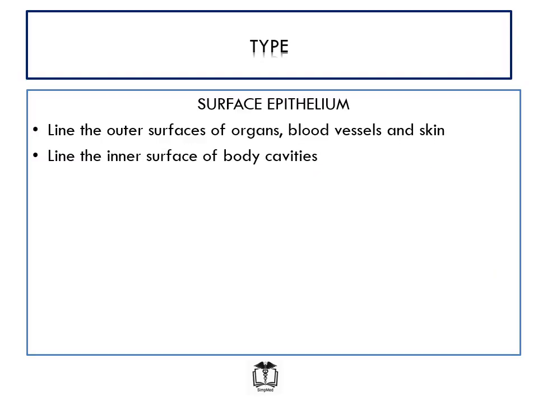Let's start with the surface epithelium. Like I said, these are epithelial tissues that line surfaces. They line organs, they line blood vessels, they line the skin. They also line body cavities, like I mentioned before: the pleural space, the peritoneum, and the pericardium are all lined by this surface epithelium.